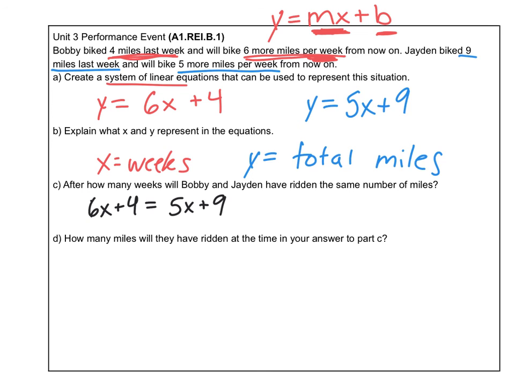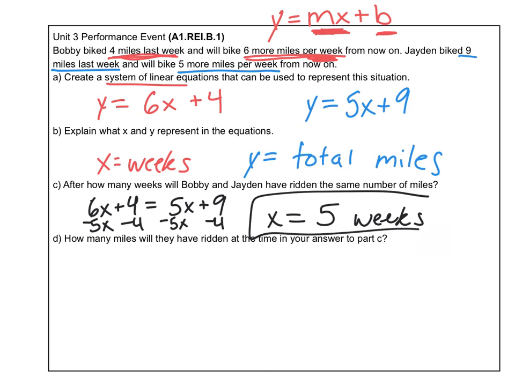How would I do that? Yep, subtract the 5x. And then subtract the 4 over. So x is going to equal 5 what? Weeks. Make sure you label it. I might count off for that on the test. I probably will. Make sure you label it. Then it says, how many miles will they have ridden at the same time in your answer to part C? What do you think we should do? Plug it in for y.